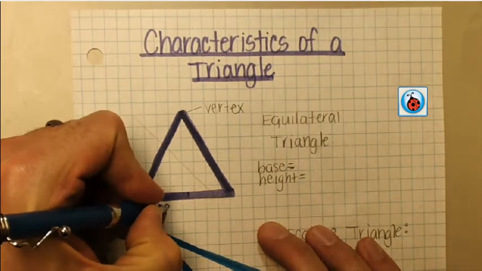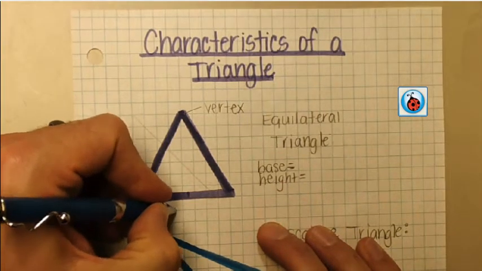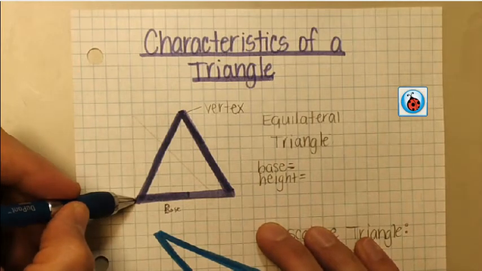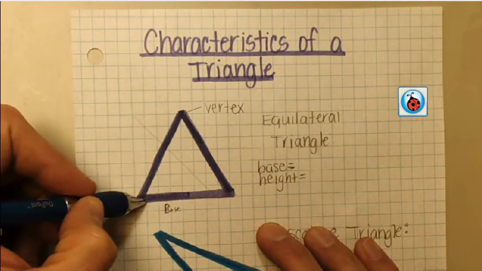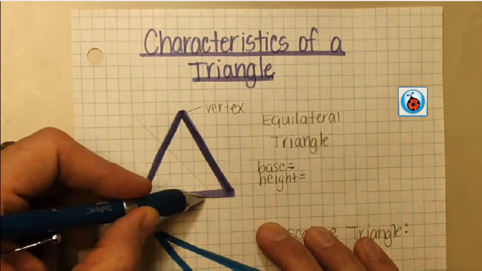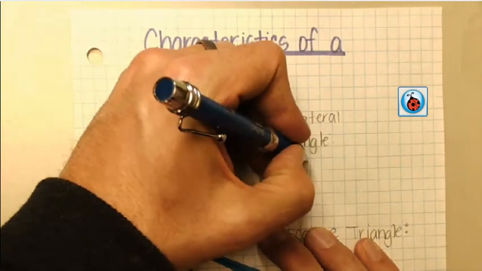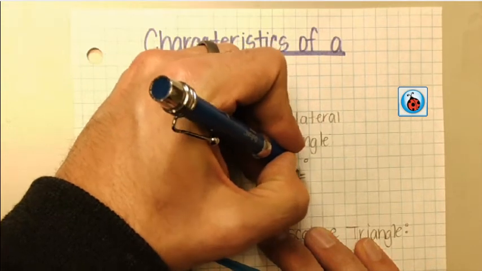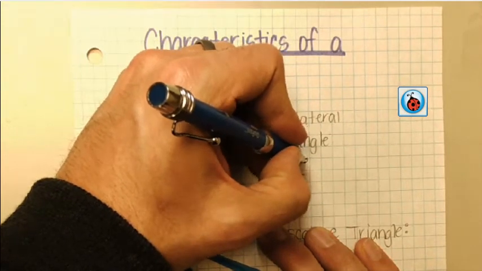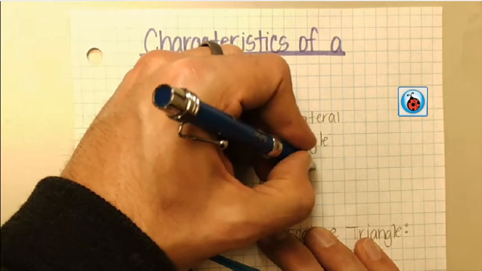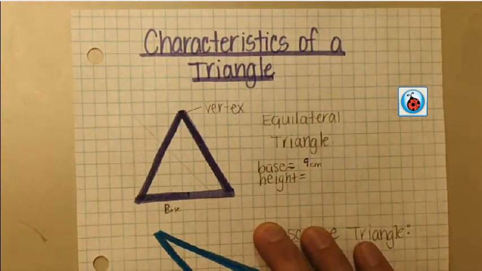Okay, there we go, pen. If that's the base, it starts here and goes to here, so that's 1, 2, 3, 4, 5, 6, 7, 8, 9 units. So let's say the base is 9. Let's say each one of these little sections here is a centimeter. So we'll say that's 9 centimeters.